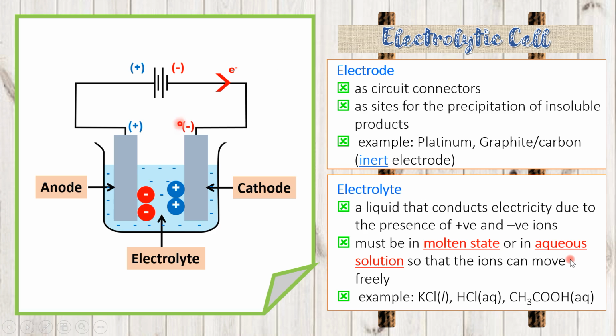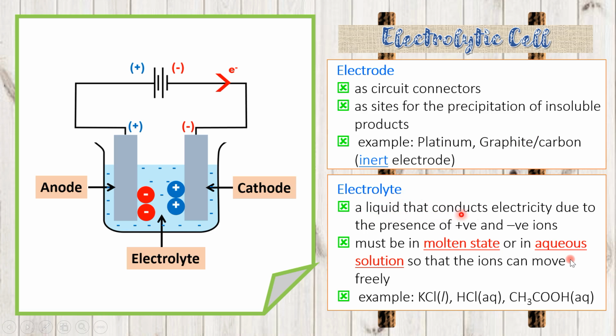Electrolytic cell is made up of two electrodes connected to a battery and immersed in an electrolyte. The electrode connected to the negative terminal of an external source of energy, that is the battery, is called the cathode, and the one connected to the positive terminal is called the anode. Electrodes act as circuit connectors and as sites for the precipitation of insoluble products. For example, platinum, graphite, or carbon act as inert electrodes.